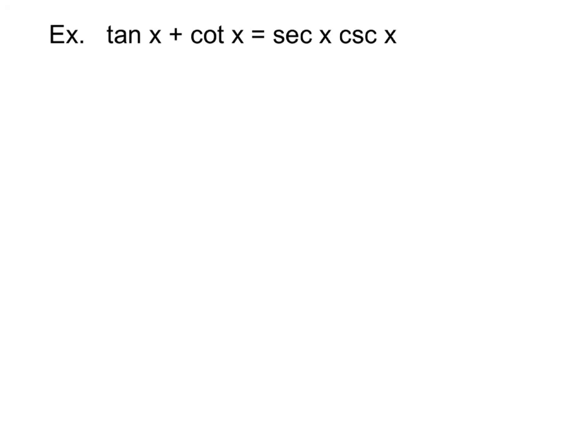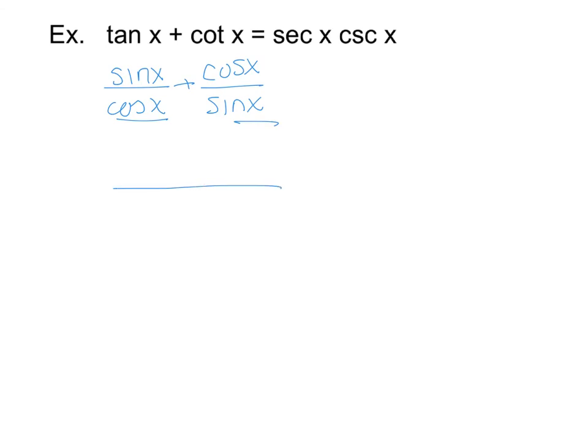So remember that we said, if you don't know where to begin, maybe go ahead and switch to sine and cosine. But there are other ways to do this. There are more than one way. So sine x over cosine x, that's the quotient, right? And then cotangent is just the reciprocal, so I'm just going to flip it over. Okay? Now I have two fractions with a plus between them with different denominators. So I'm going to get a common denominator. My common denominator is going to be cosine x times sine x, right?